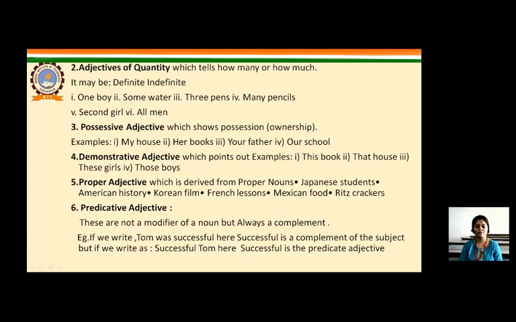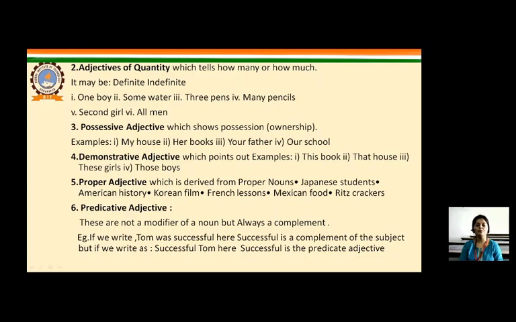Example, my house. If anybody is asking whose house is that, then you are answering my house. So here the house is being described as yours, and that is the adjective that is coming over here. Similarly, her books, your father, and our school.